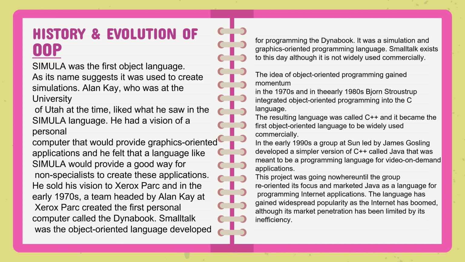First, we'll talk about history and evolution. Before the 1970s, software was written using procedural programming, written out in a series of instruction steps. It worked fine for small programs, but as applications grew larger, it became messy and difficult to manage.